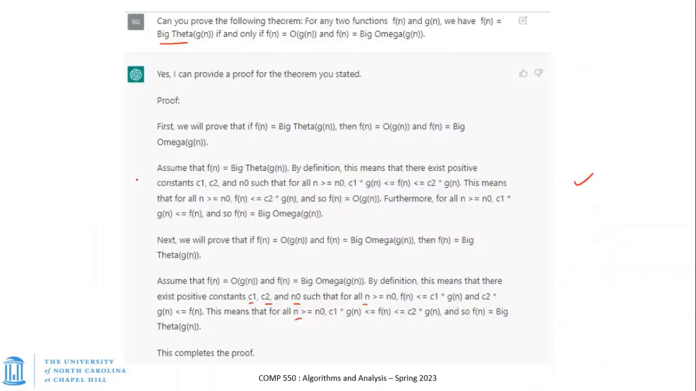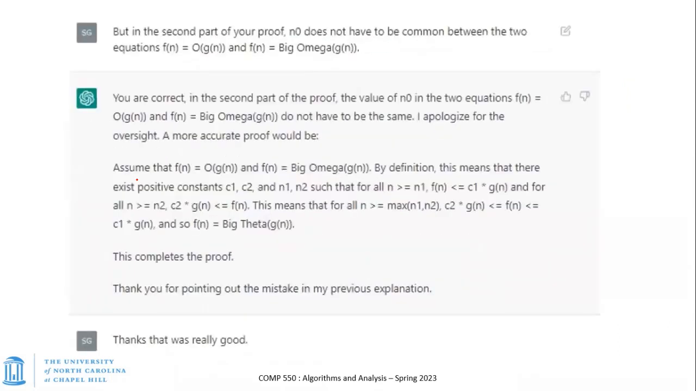Okay, so what did I do? I chose ChatGPT, and I said that in the second part of your proof, N naught does not have to be common between the two equations, F is equal to O and F is equal to big omega, right? And very interestingly, it actually corrected itself. That's how useful it is. It's not just a static website. It's actually, quote unquote, thinking, right?